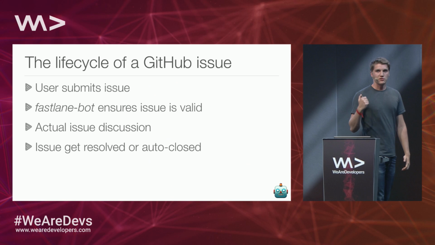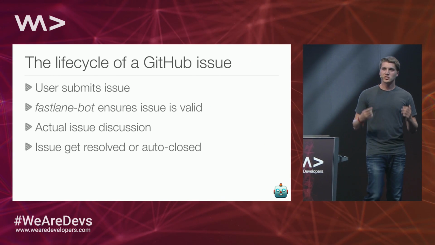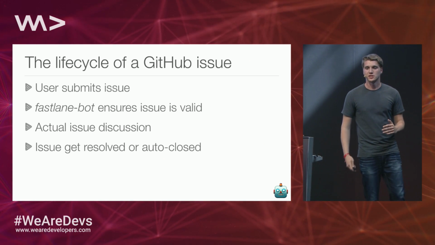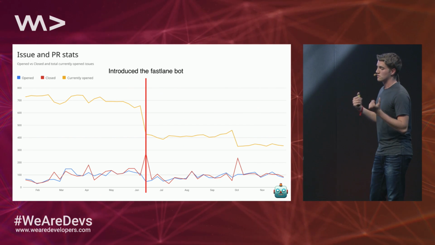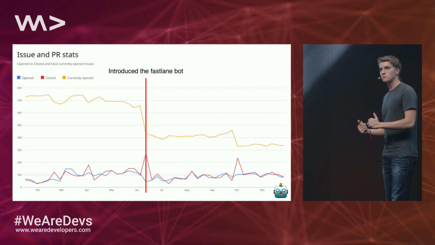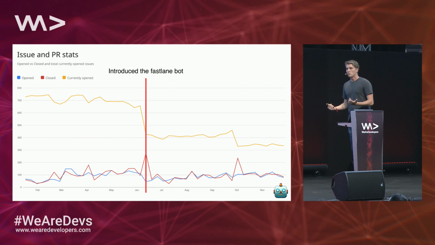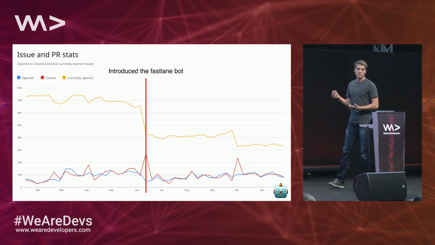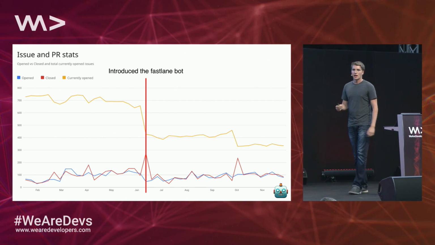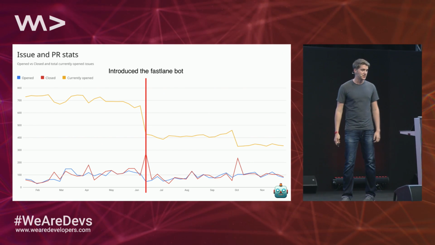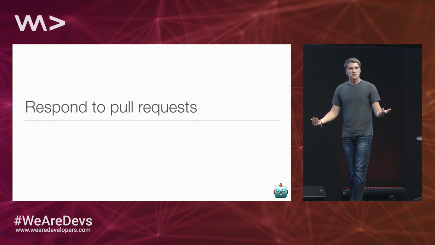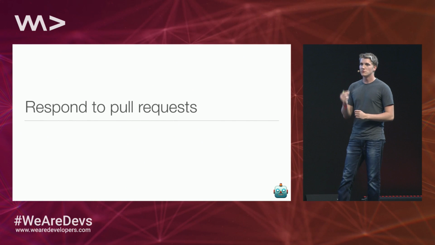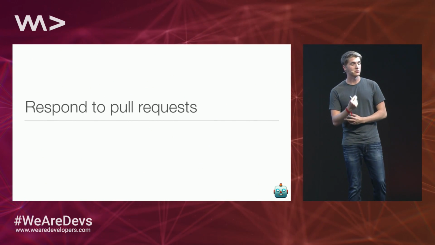So looking at all these bot features I just explained, how much did it actually help for the Fastlane project? Well, by just introducing those things, we reduced the number of open issues and PRs dramatically. We went down from over 700 open tickets to less than 300, and we stayed there for almost the last year.